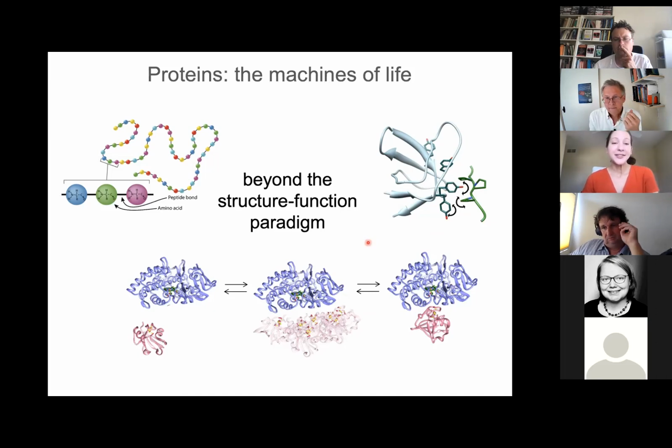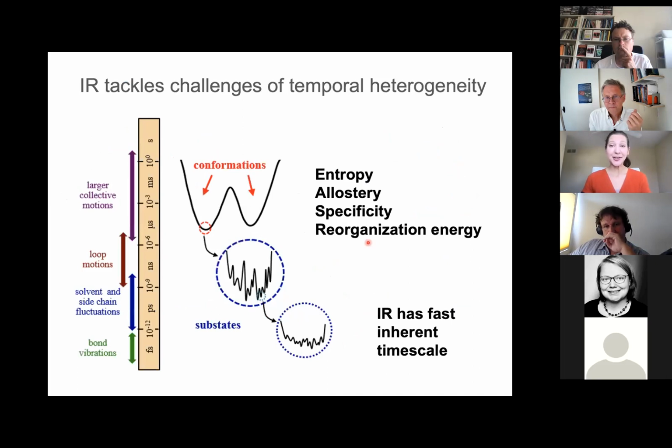To do that, we've been developing site-specific 2D IR spectroscopy. And I'm just going to motivate why IR spectroscopy in particular. There's a lot of biophysical techniques. IR is not the most popular. But it has both high spatial and temporal resolution, which I think is really suitable for tackling the challenge of studying very complex systems like proteins.